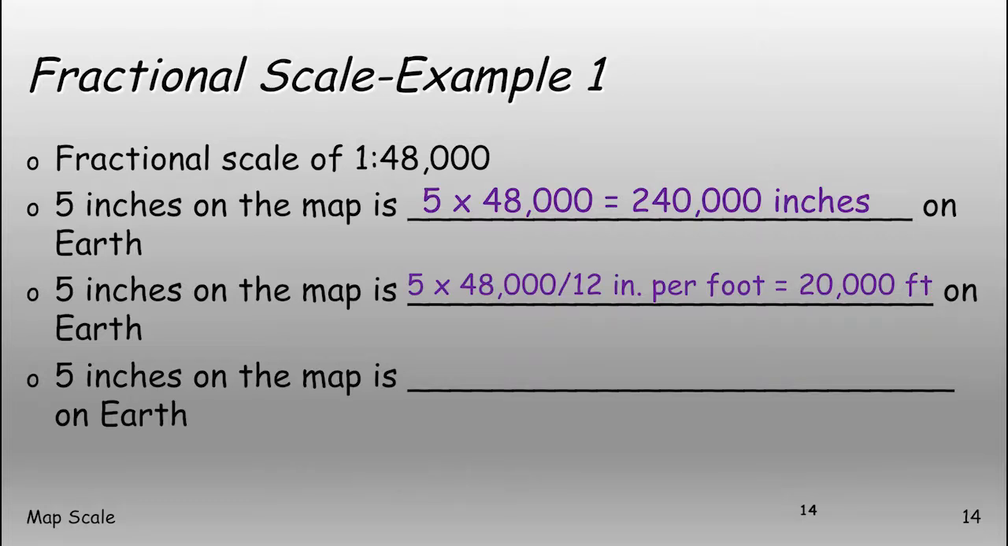And again, we want to convert that into feet and into miles. To convert into feet, we again take the 240,000 inches divided by 12 inches per foot, and we get 20,000 feet. And then to convert to miles, we take 240,000 inches divided by 63,360 inches per mile, and we get 3.79 miles. We could also have worked from the numbers on the preceding slide and just multiplied by 5 from those numbers.